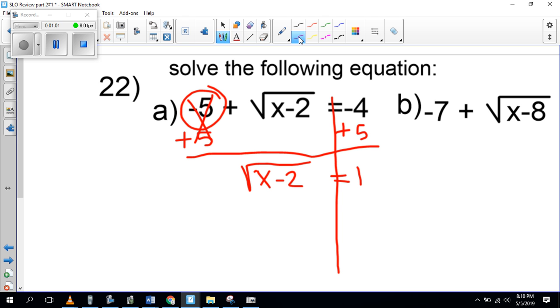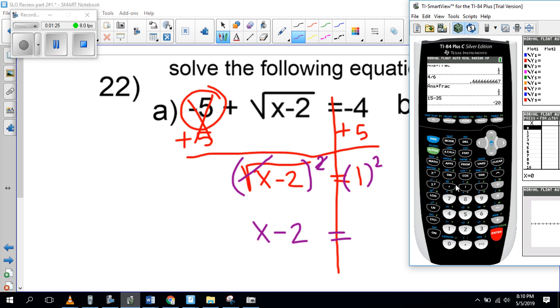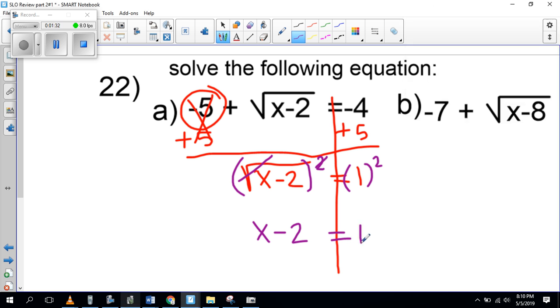Well, I've got to get rid of the square root. The opposite of square root is squaring it. But remember, I've got to square both sides. So what happens over here on the left side? Well, the square root and the 2 go away. I'm only left with x minus 2. And if you put this in your calculator, you shouldn't have to, but if you do, you put 1 raised to the second power, and you get 1.